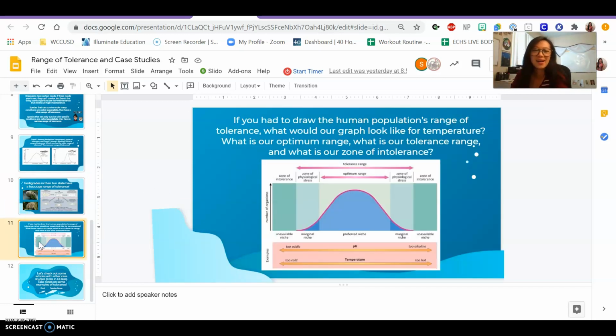Then we did a little brainstorming and thought about what a human's range of tolerance might be in terms of temperature. We talked about the temperature around us, the environment, and how humans as a population, not as an individual person, have an optimum range. Where are we most comfortable temperature-wise? Where is our zone of stress, both in cold and in hot weather? And then, where is our zone of intolerance? Where can we not handle it in terms of temperatures?